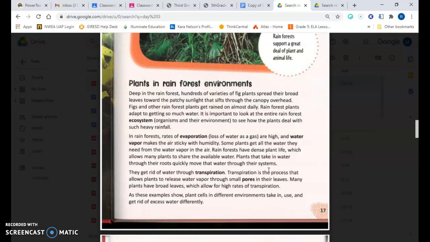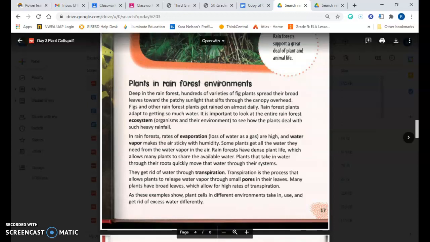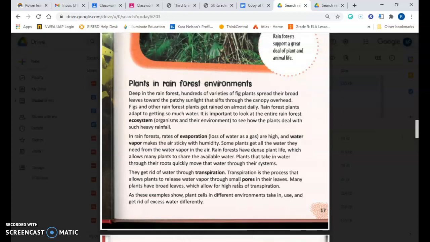Plants that take in water through their roots quickly move that water through their systems. They get rid of water through transpiration. Transpiration is the process that allows plants to release water vapor through small pores in their leaves. Many plants have broad leaves, which allow for high rates of transpiration. That reminds me of something that humans do. As these examples show, plant cells in different environments take in, use, and get rid of excess water differently.